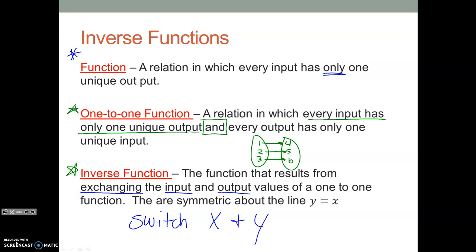This is the single most important thing that you should take away from this lesson today. When you are finding an inverse function, or proving that something is an inverse function, you simply must switch x and y. Switch x and y. That's how you tell that something is an inverse function. You switch x and y.